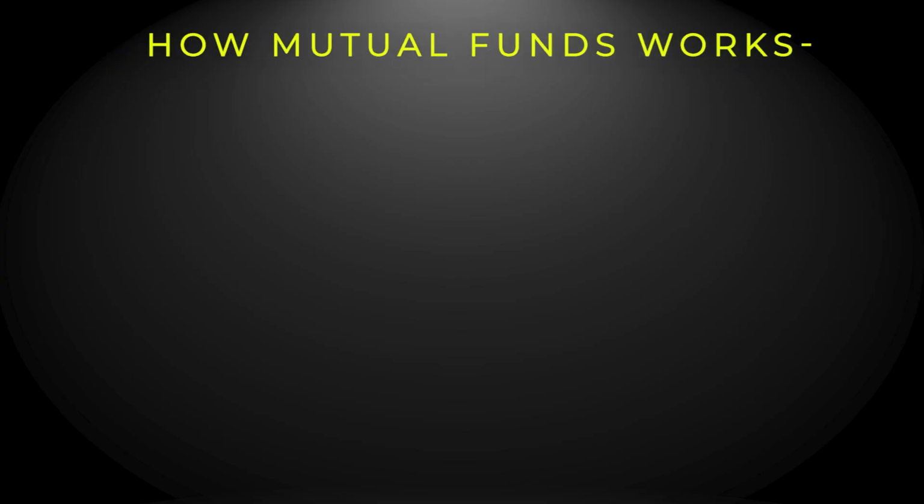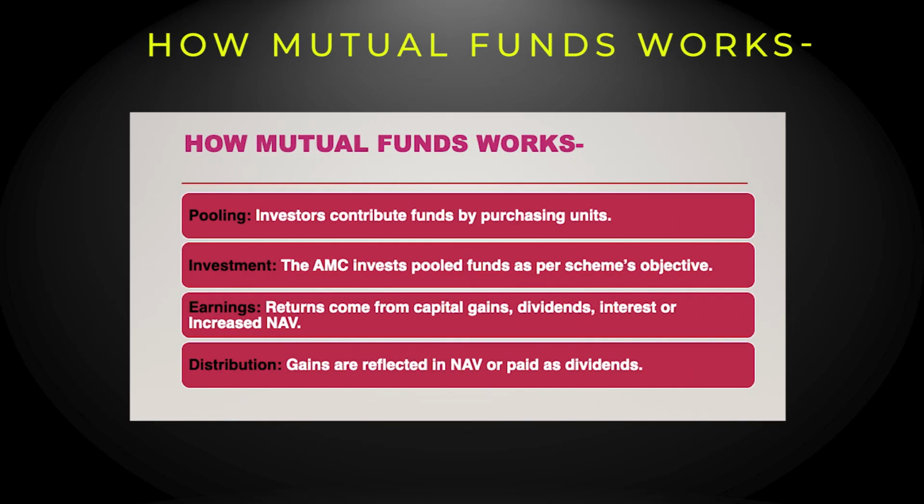In short form, how does a mutual fund work? Number one, pooling. Investors contribute funds by purchasing units. First of all, investors contribute and the fund manager collects the fund. Second is investment. The AMC, asset management company, invests the pooled fund as per the scheme's objective. Every mutual fund has its own objective. According to that objective, the AMC invests in the fund.